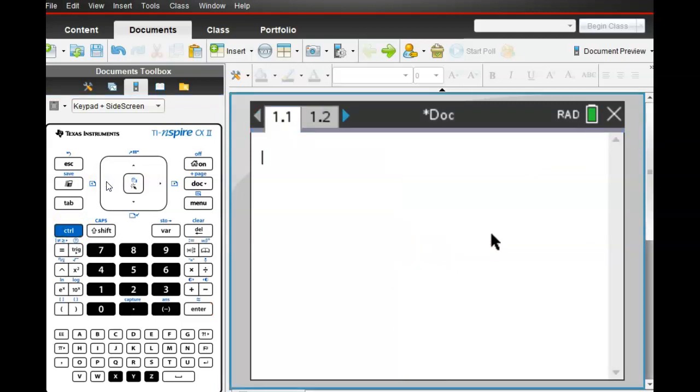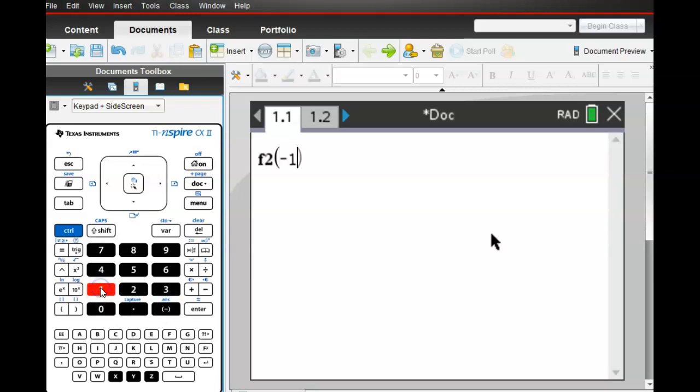Now, if you look on example 5, you want h prime of -1, right? Where does h prime live in your calculator right now? F1 or F2? F2. So I'm going to type in F2 of, because really that's h prime, yes? And I want h prime of -1. Make sure you use the negative sign, not the minus sign. And then you hit enter, and it gives you your answer. Okay?